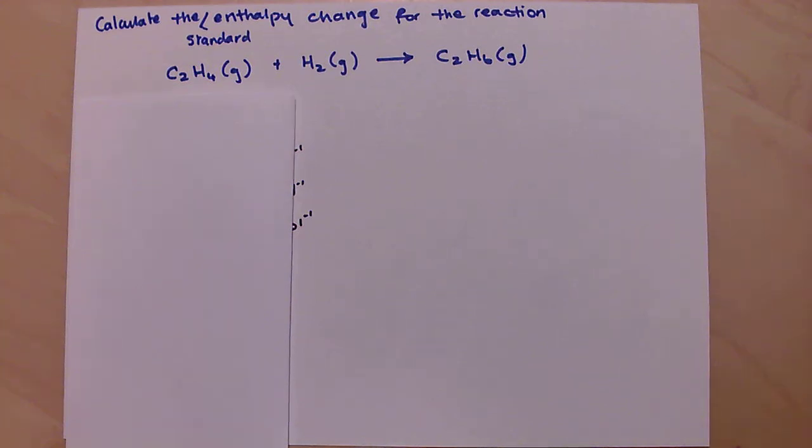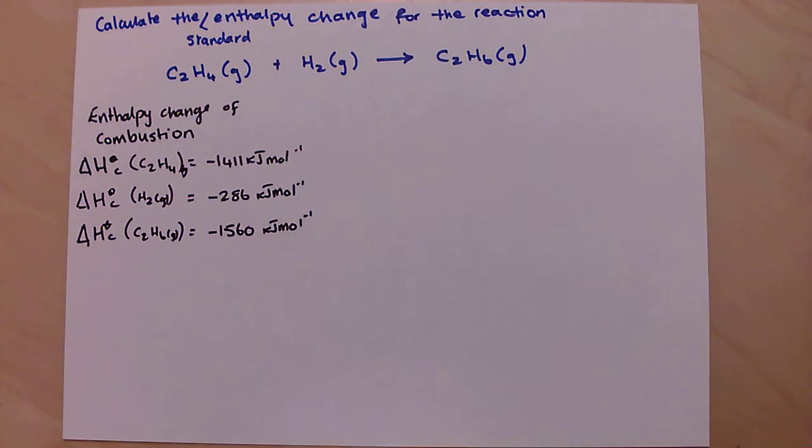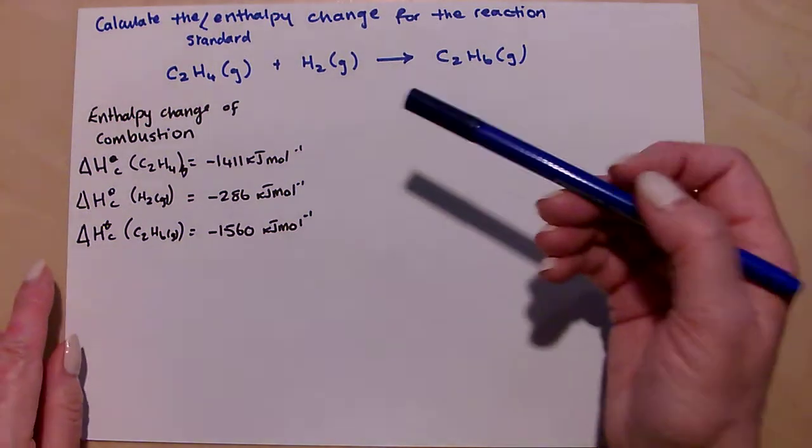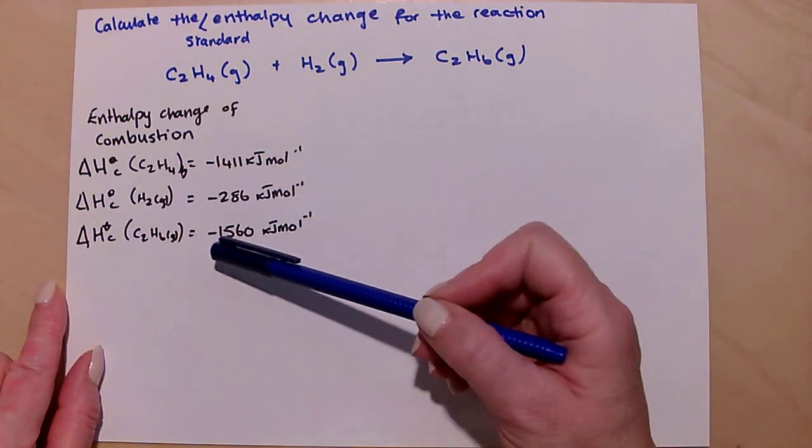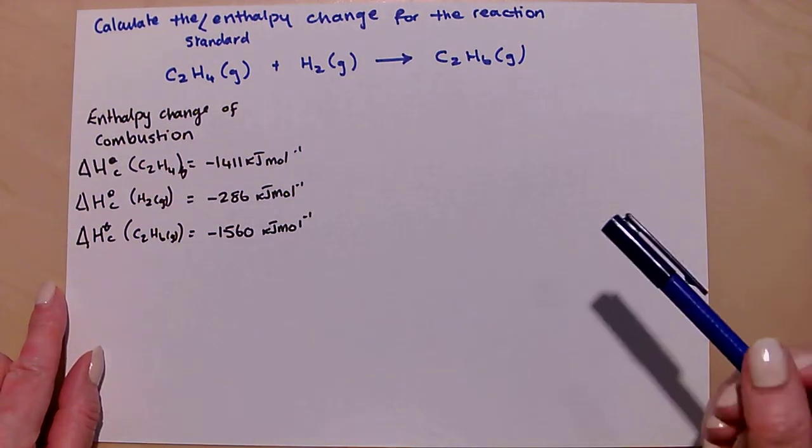So let's have a look at a typical question. Calculate the standard enthalpy change for the reaction given below. This is ethene reacting with hydrogen gas to give ethane. With this, you may be given some information, and what we're given here is combustion data. So the information is the energy released when ethene is combusted, when hydrogen is combusted, and when ethane is combusted.